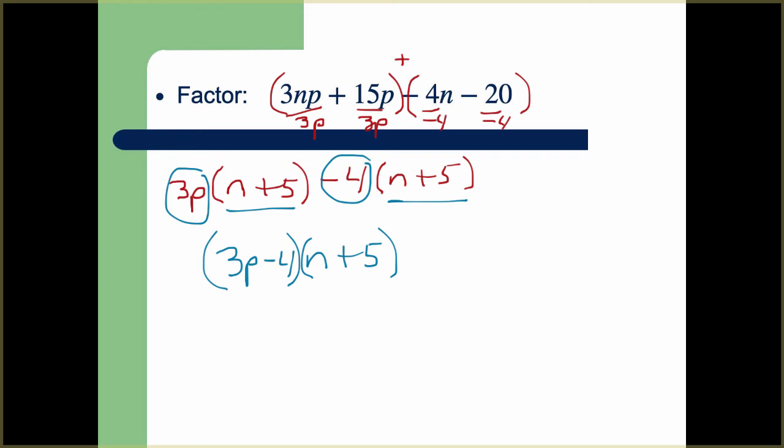And if we were to multiply these together, we would get back to the 3np plus 15p minus 4n minus 20. So if you ever want to check your answers, just redistribute, use your FOIL method or whatever method you prefer, and remultiply them back together.